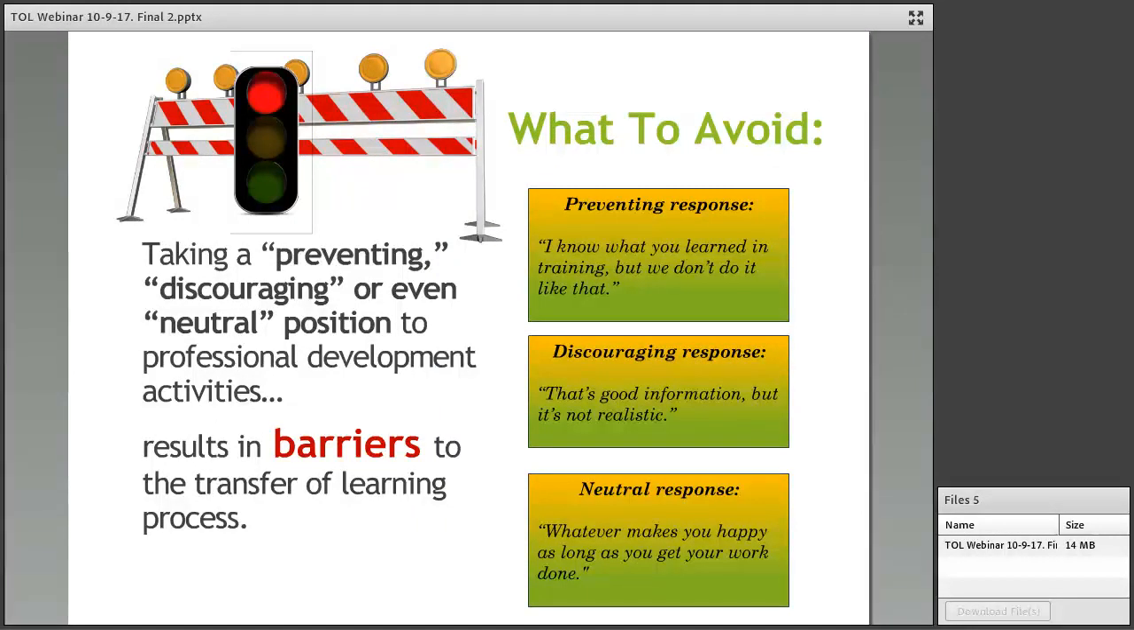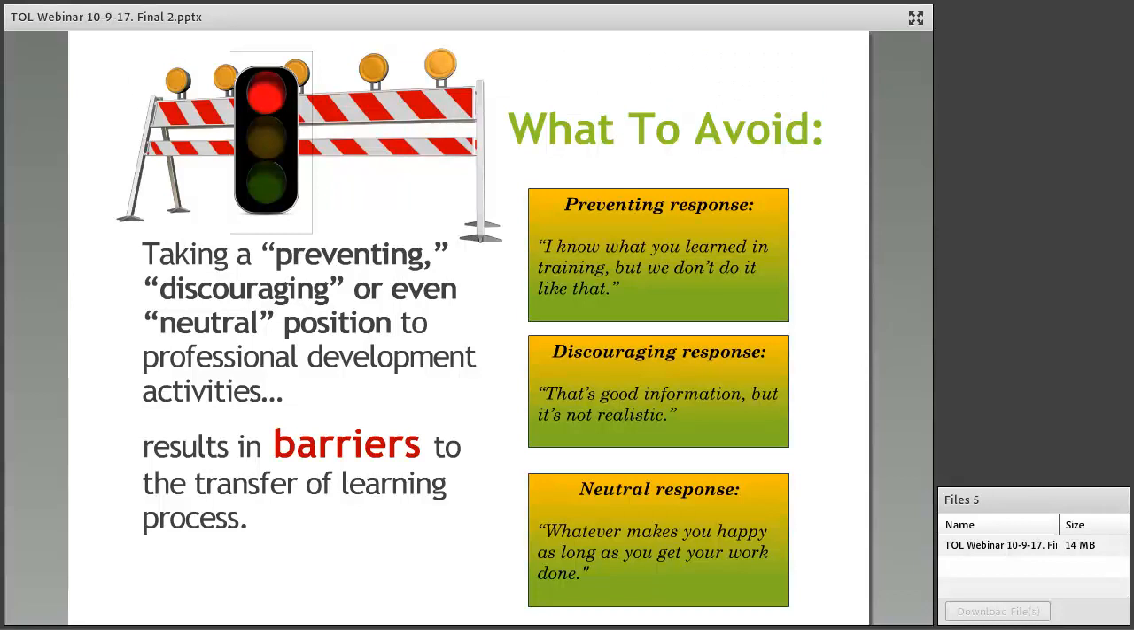So what should we avoid as management and supervisors when we're talking about transfer of learning? Well, nobody likes to hear "you better" or "else," right? So what we're going to avoid is taking a preventing or a discouraging or even a neutral position to professional development activities. We want to be encouraging and requiring rather than discouraging and setting up a negative expectation.